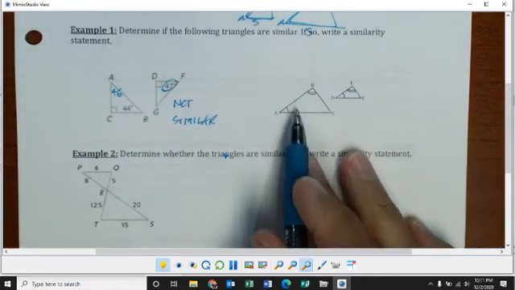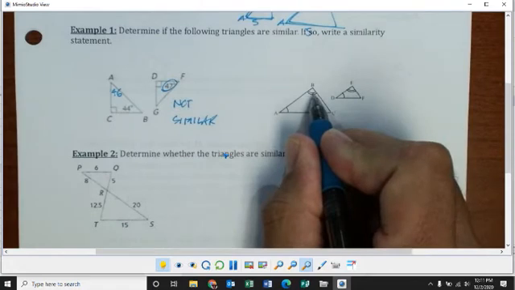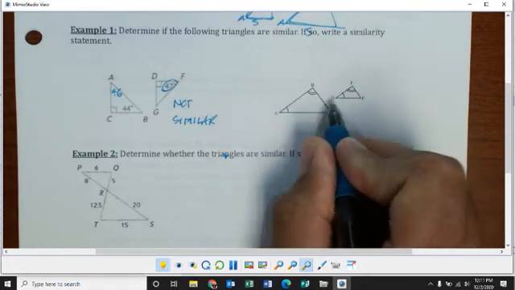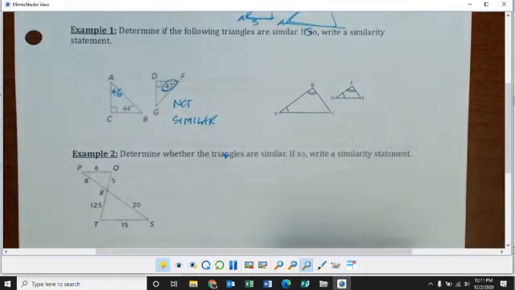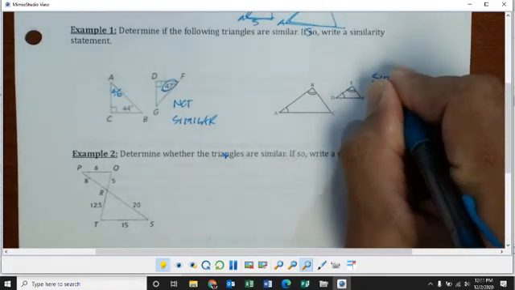Okay. Looking at the second one, these marks tell us I've got a double arc here and a double arc here. So those are congruent. Single arc, single arc. Those are congruent. So, I mean similar triangles by AA.